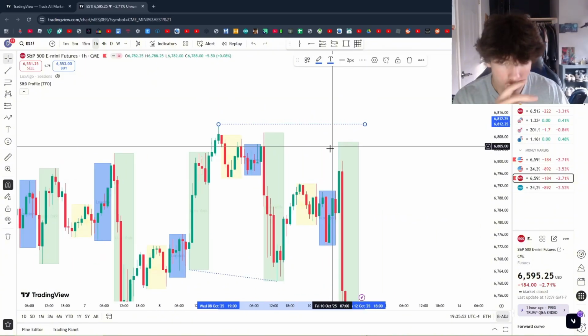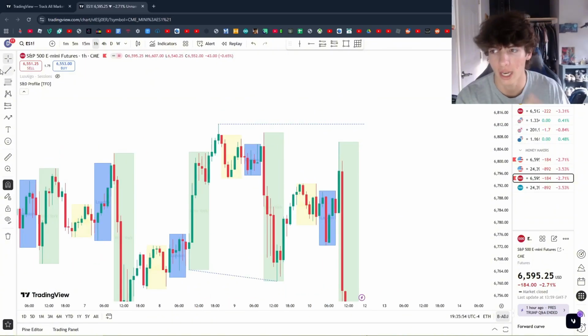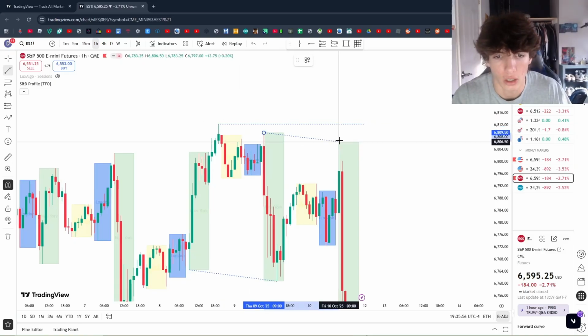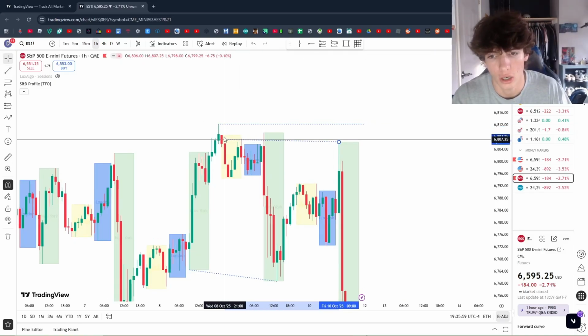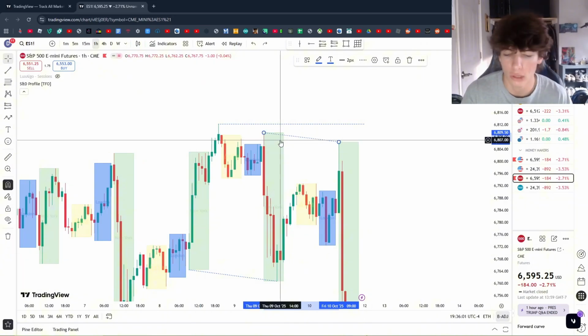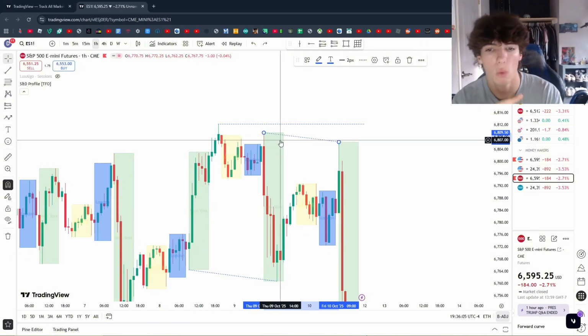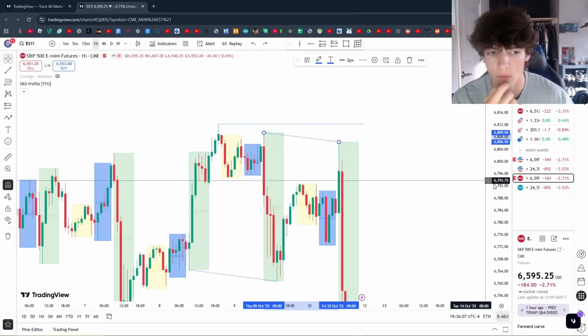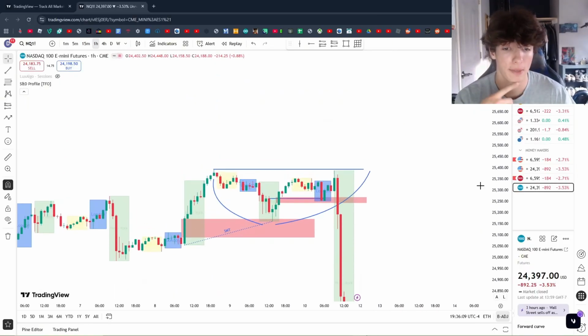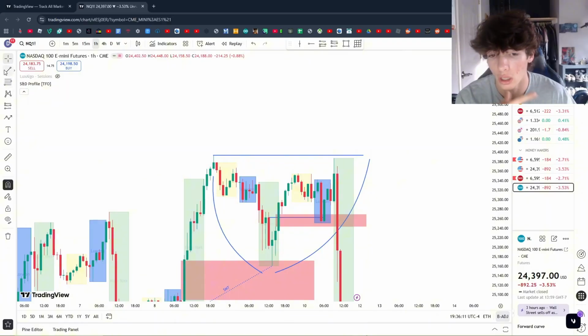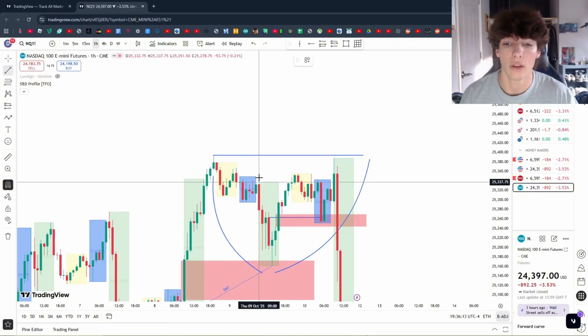But we do 100% have a big SMT right here. Either you want to draw it here, or you want to draw it on London or Asia high. It's a little bit unclear, but it's very clear that we are much below here, and we definitely want to consider that potential manipulation. So I didn't even draw in the SMT today because I was so convicted in the long bias that I didn't draw in the SMT.